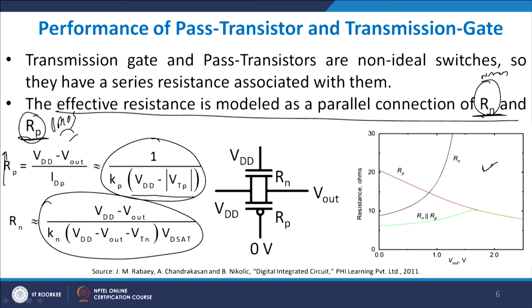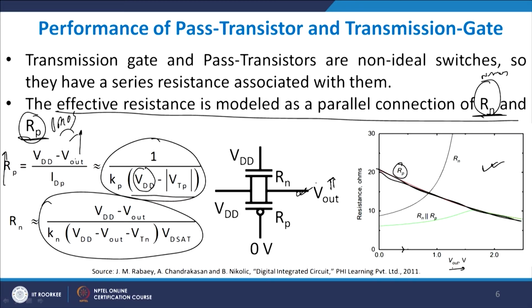So, look at this graph in front of you, the one on the right hand side. As V out increases, this VDD minus V out term becomes smaller and smaller, and then your Rp will go on falling, because V out is increasing, and as a result VDD minus V out will be smaller and smaller, and Rp will be almost a linear fall available to you. So, the red curve which you see in front of you is basically the variation of Rp with respect to the output voltage, which is V out in this case.